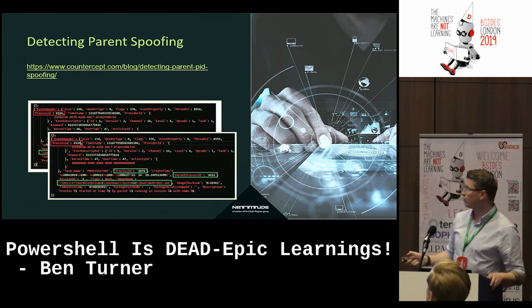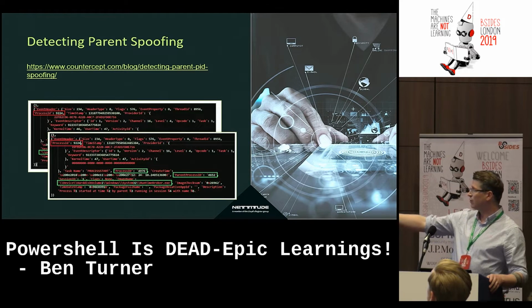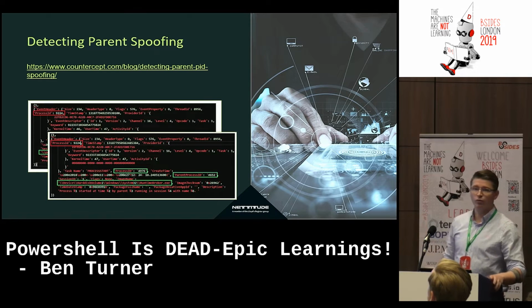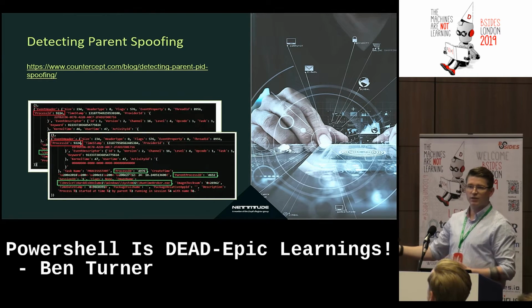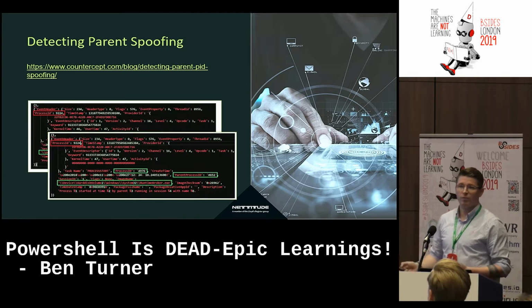But if you do parent process spoofing, PID spoofing, you've got 4652 as the parent process here, but it was actually launched by process ID 9224. Therefore, you can say that's a detection. You've just identified parent PID spoofing.